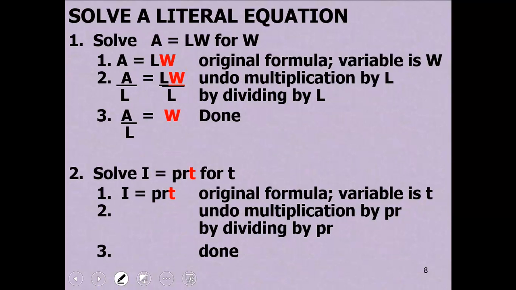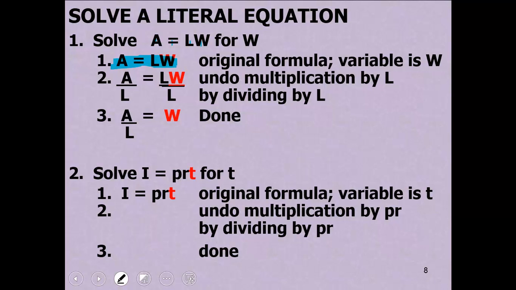All right, let's solve this literal equation. Solve the equation A equals LW. Solve it for W. So I want you to write that original formula down. All right? Do what they ask. Write that formula down, okay? Make a note of what you're solving for, okay? Now, the only letter here that's actually a variable is W. Everything else we treat just like numbers, all right?